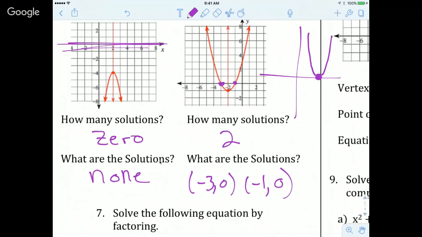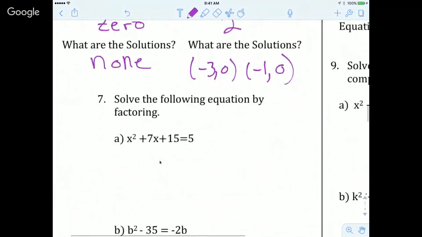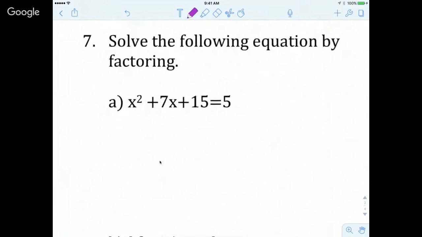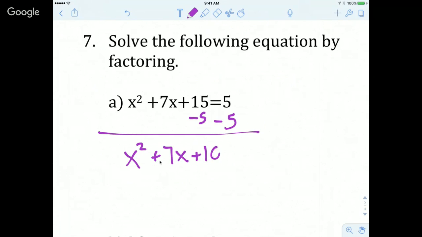Okay, number 7. Solve the following by factoring. Well, just like completing the square, what's step 1? You have to move everything to the left. Everything has to be moved to the left before we can factor. So we have x squared plus 7x plus 10 equals 0.